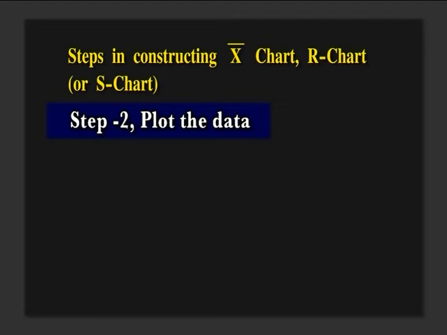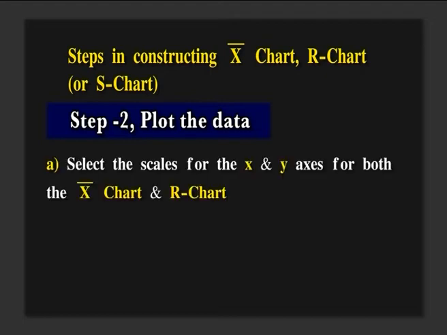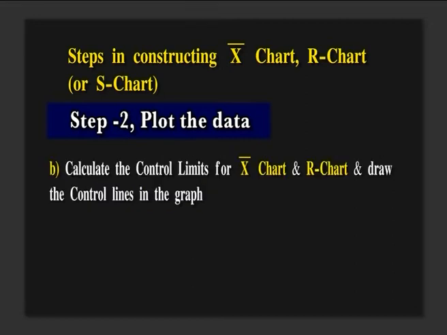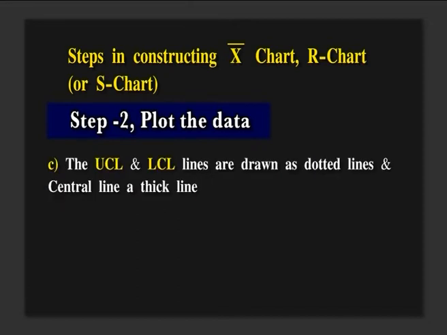Step 2. Plot the data. Select the scales for the x and y axis for both the X bar chart and R chart. Calculate the control limits for the X bar chart and R chart and draw the control lines in the graph. The UCL and LCL lines are drawn as dotted lines and the central line as a thick line.